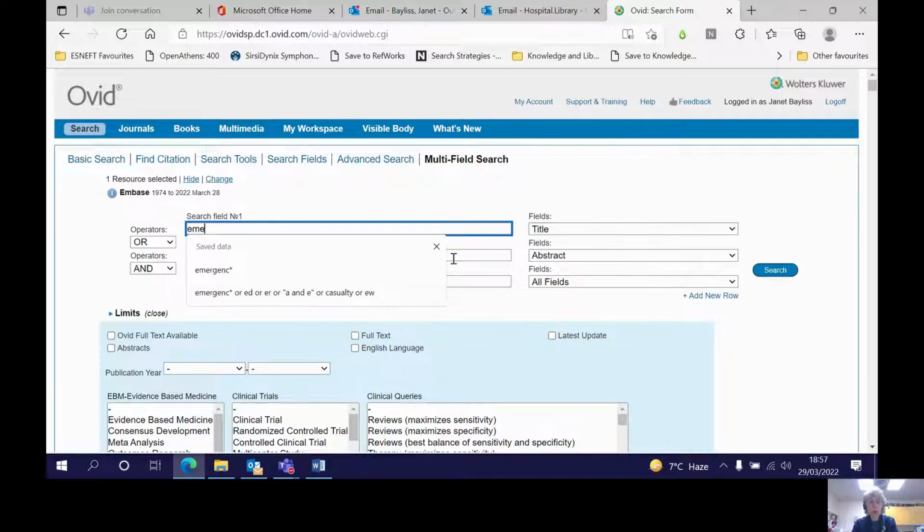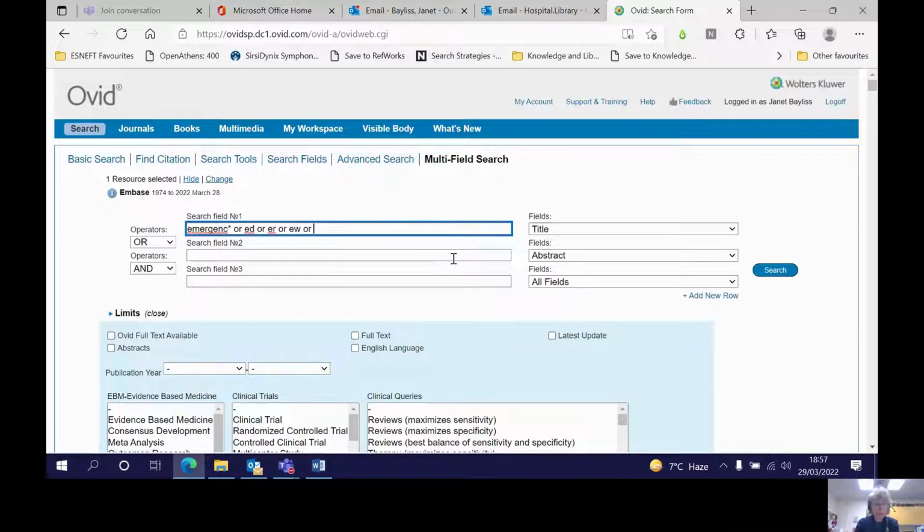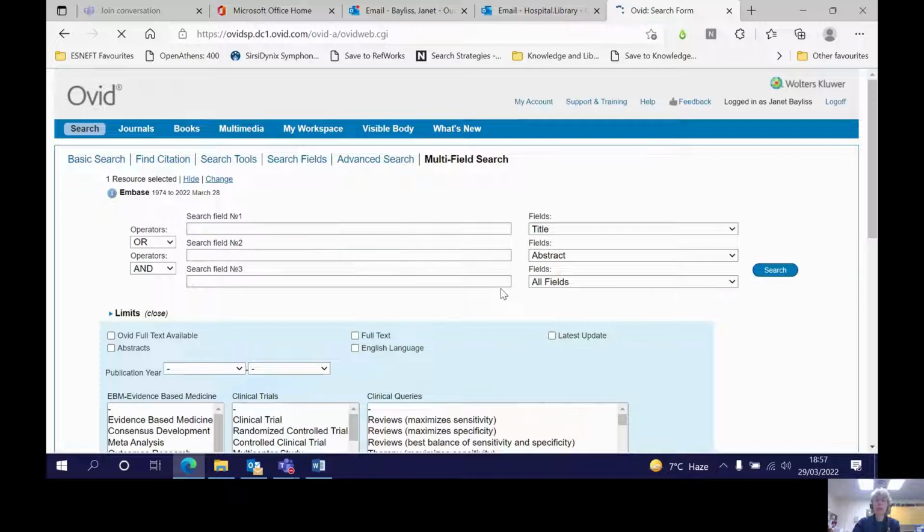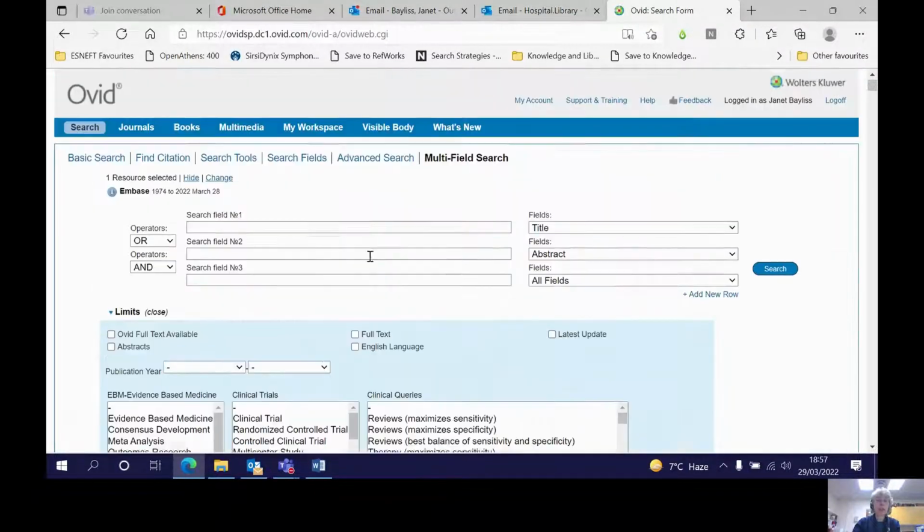I now need to do a search that captures the emergency ward or emergency department side of things, and I am going to use that line of search that I mentioned before in the presentation. I've got emergenc truncated, and the ED or ER or EW or A&E or casualty in the title, and I'm now going to copy and paste them into the field there and ask it to search the abstract as well. I've done that, and as you can see, there's a huge amount.